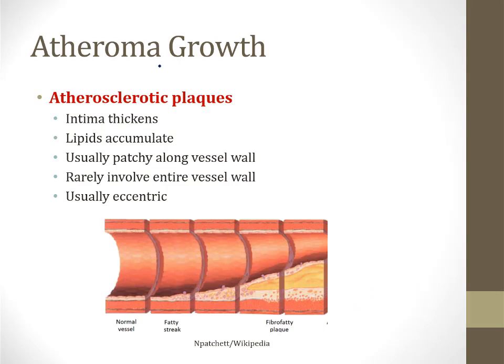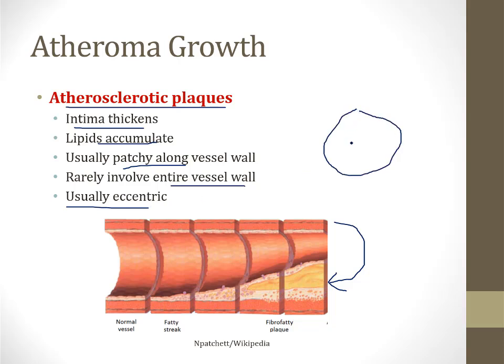From the fatty streak phase, growth progresses into the typical atherosclerotic plaque. These plaques have a thickened intimal layer with lipids accumulated in the vessel wall. A drawing of this is shown right here. They usually form in a patchy way along the wall of an artery. They rarely involve the entire wall. And this is why, as I told you before, plaques are usually said to be eccentric, not concentric. And this means that if you look down the lumen of a blood vessel, you're going to see more plaque on one side of the vessel and less on the other. They rarely form in an even way around the entire blood vessel wall.